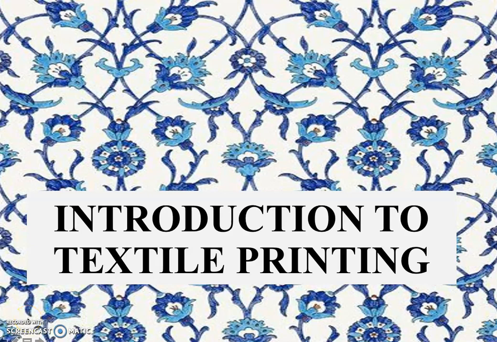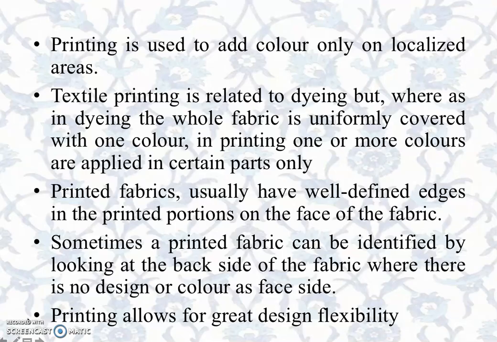Hello everyone. This unit introduces textile printing, the steps in textile printing, and explains the print-based ingredients used in textile printing. Printing is a process of producing a color design on textile fabric using one or more dyestuffs or pigments in paste form with a specially designed machine. Printing is used to add color only on localized areas.